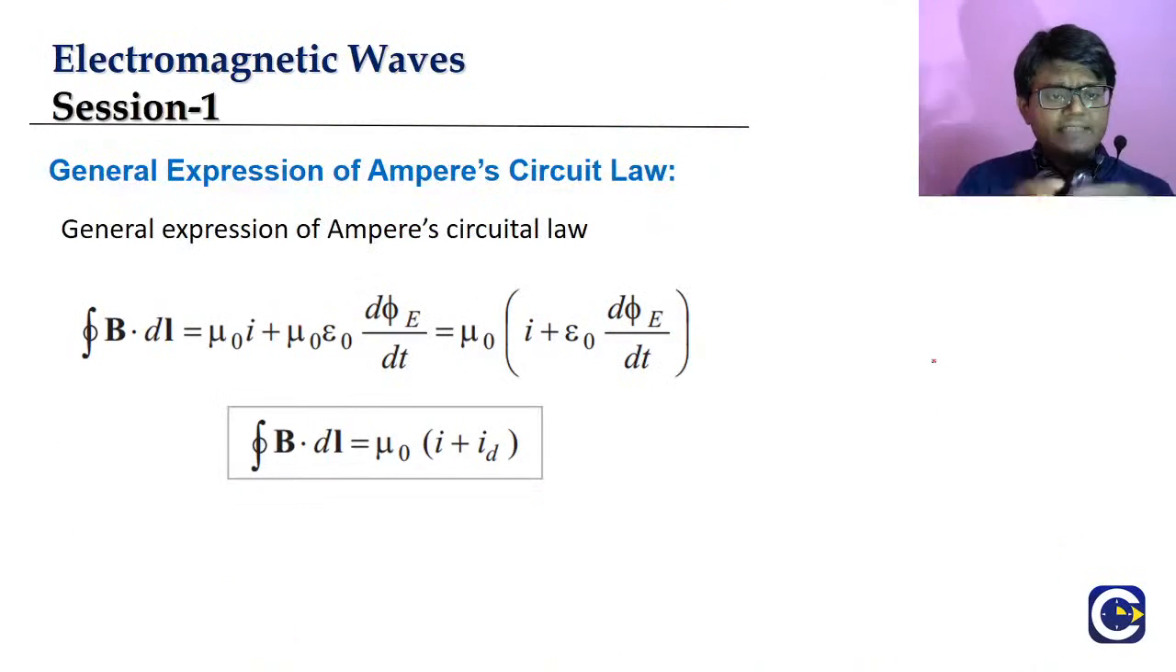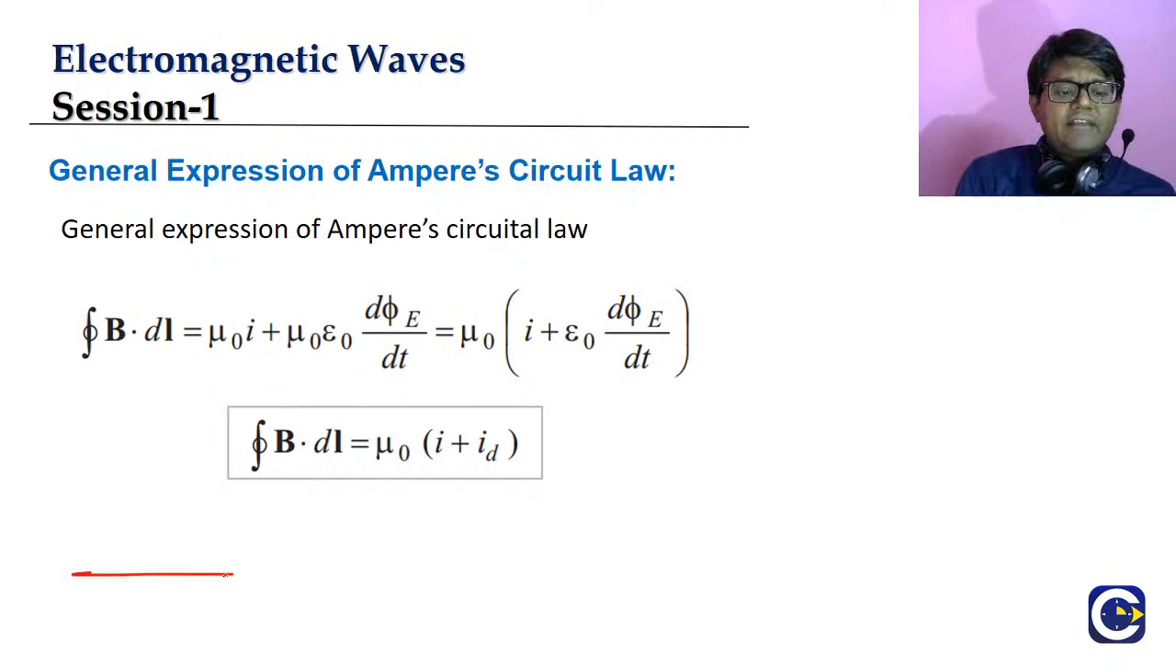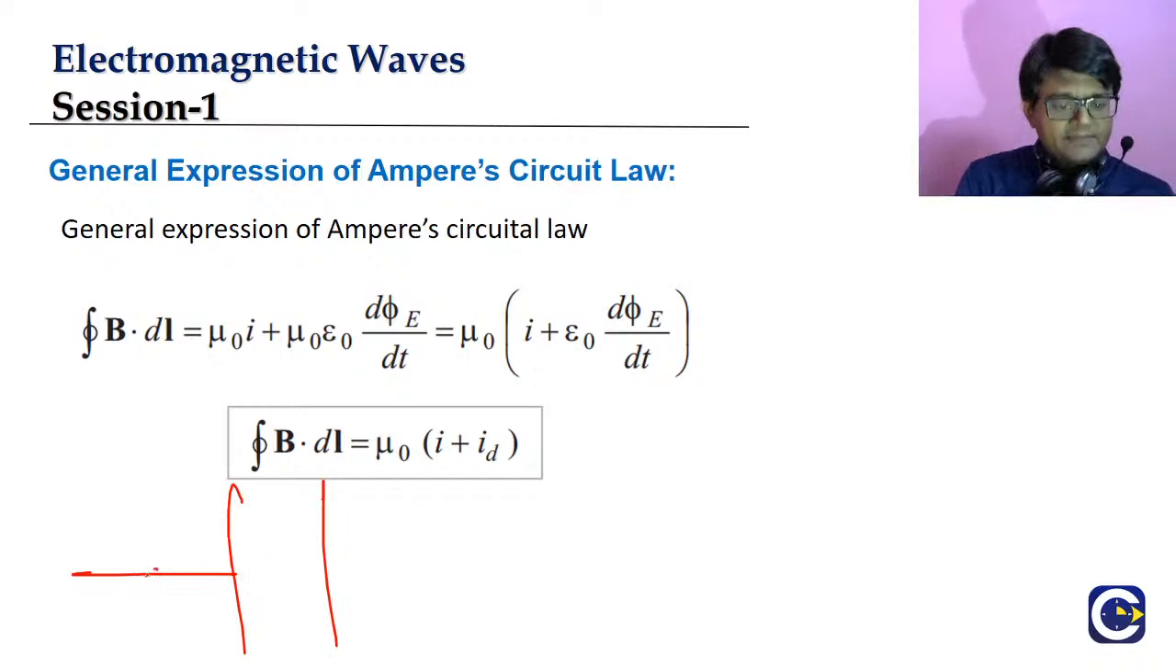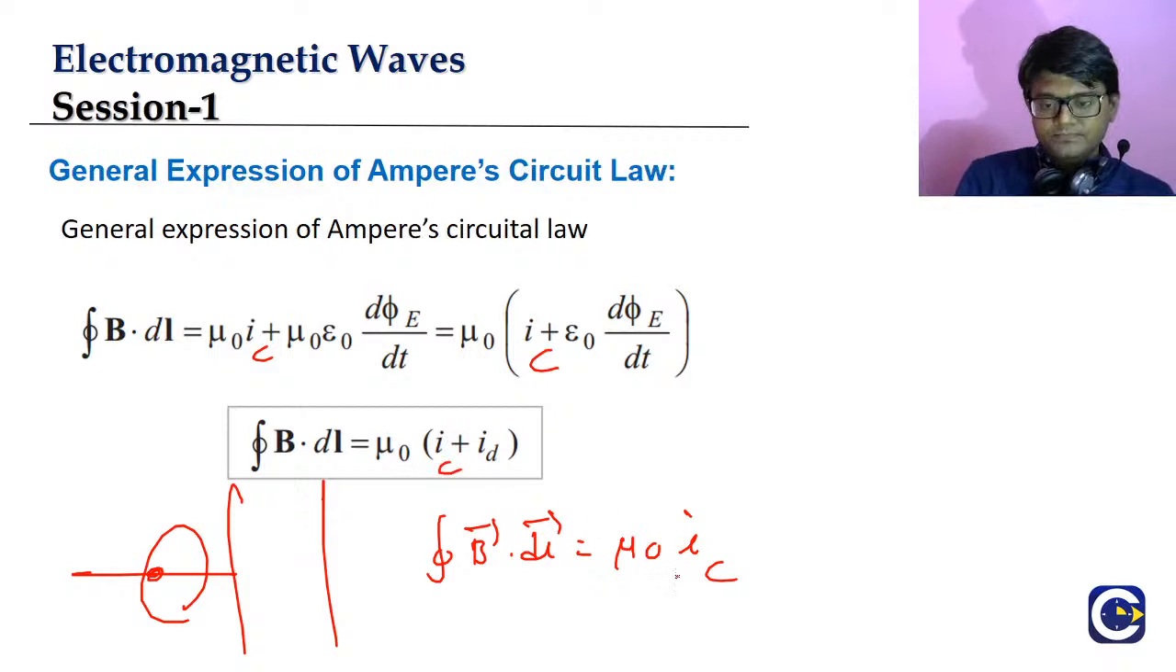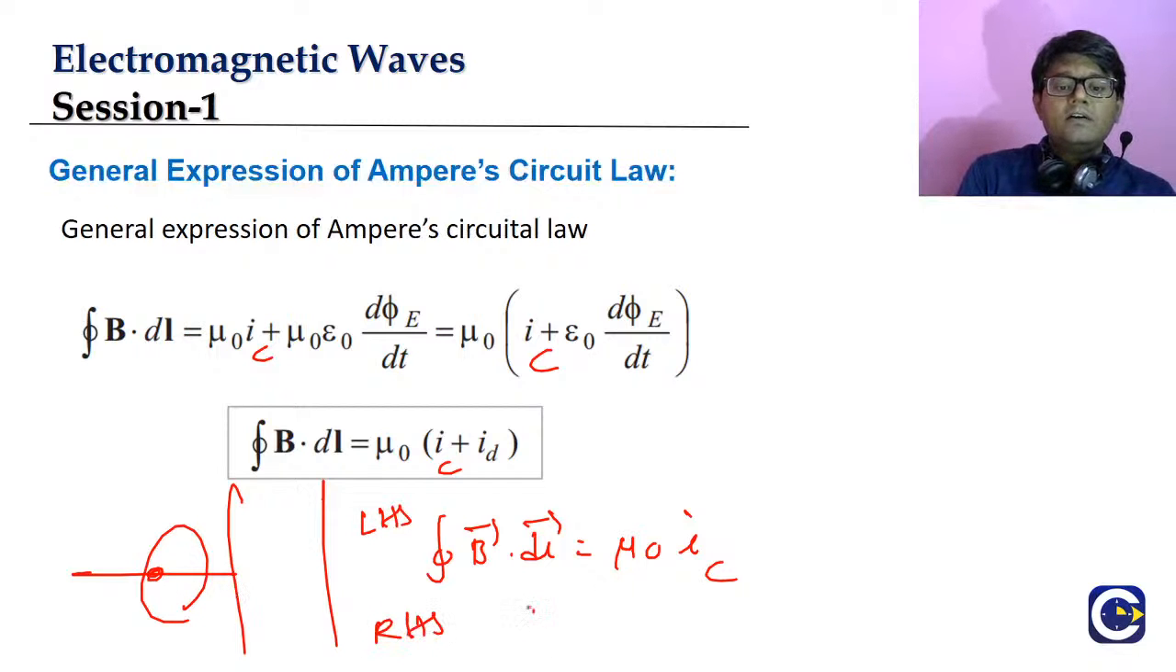And just to summarize Ampere's circuital law in the modified form. What is the modified form? If you look at the left hand side of the region between capacitor plates, what is the form that we are using? Integral B dot dl is equal to mu naught into I, or we can say mu naught into IC. So we'll say mu naught into I or mu naught into IC. That is what we are using on the left hand side. Okay, right hand side, what is the form that we are using?